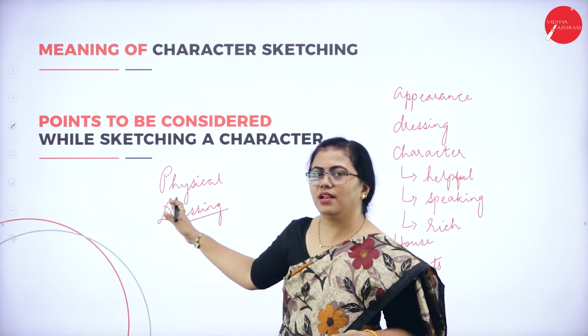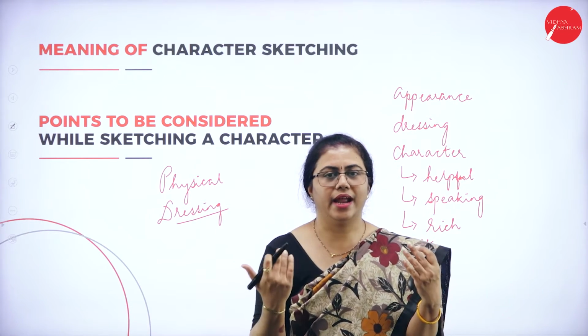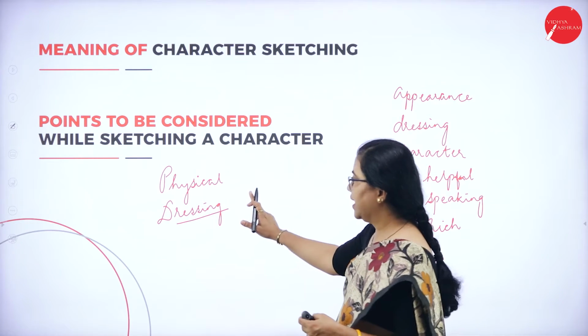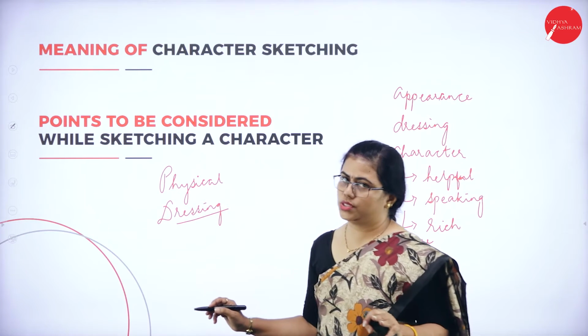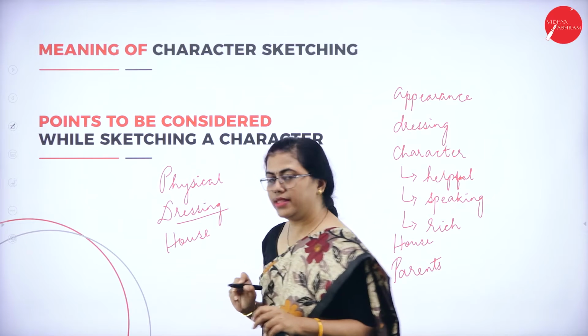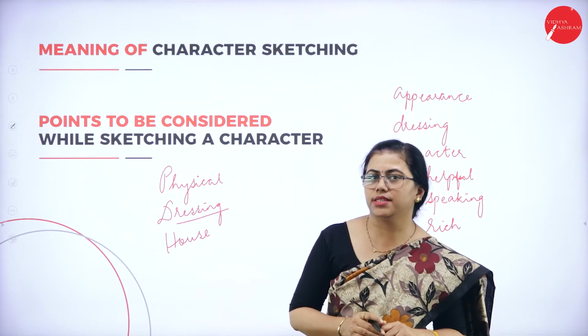Coming to physical appearance, you can say he was tall, or maybe he had short hair, something like this. That comes under physical appearance. So physical appearance, dressing. Then you can also talk about his house, because those elements are there in the novel. So you can talk about the person's house.